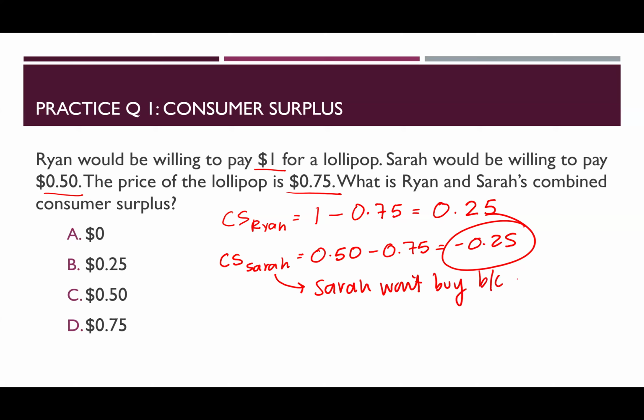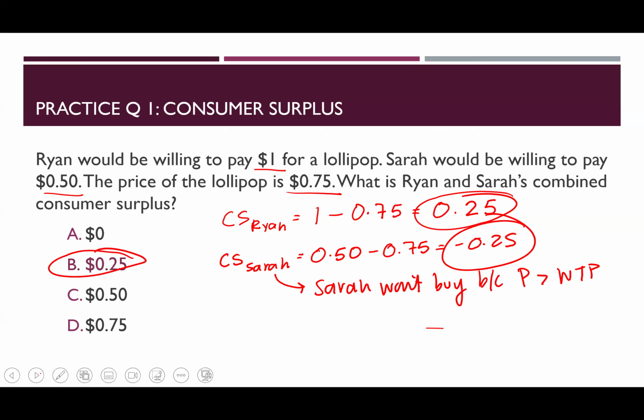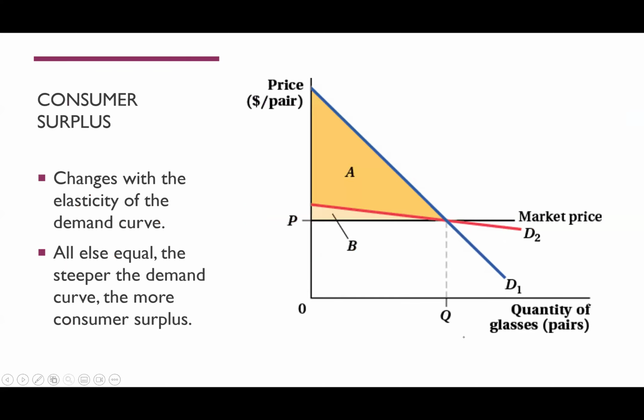And that's because the price exceeds her willingness to pay. Okay, so the consumer surplus in this case is only going to be 25 cents, and so our answer is going to be B. All right, so that was a little bit of a trick question there. Consumer surplus is not always going to be constant, right? It's going to depend on the market price as well as the shape of the demand curve. So that's what you're seeing here.